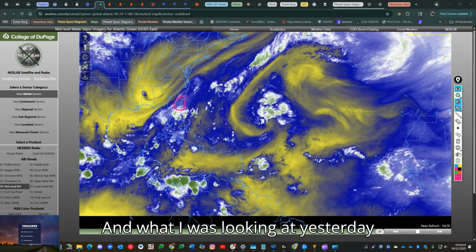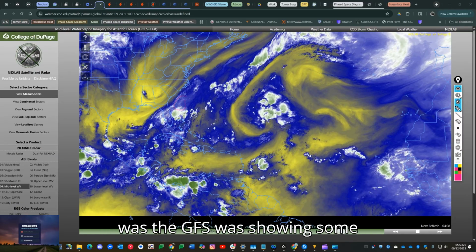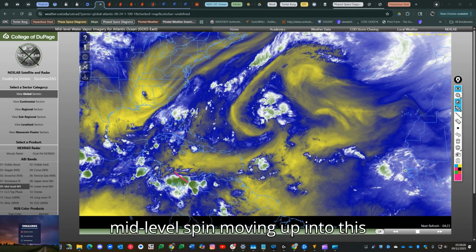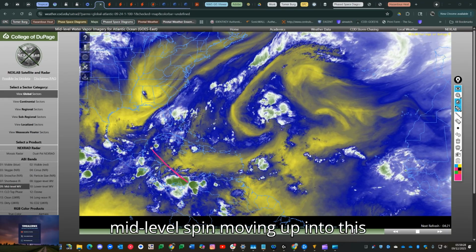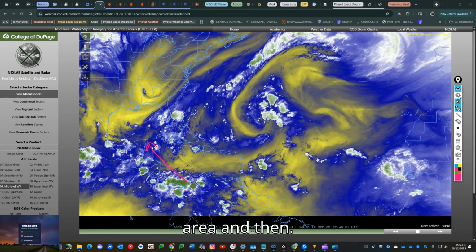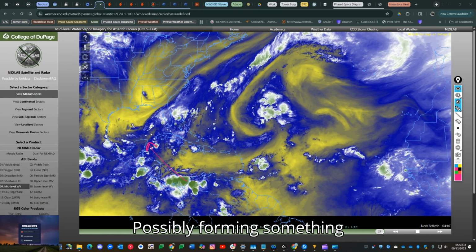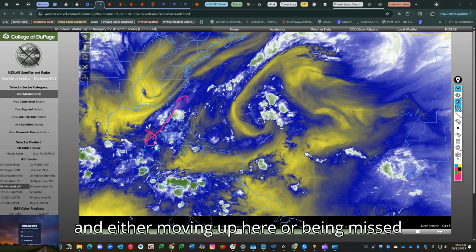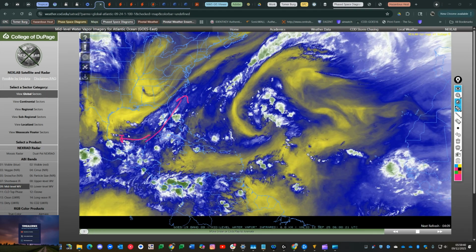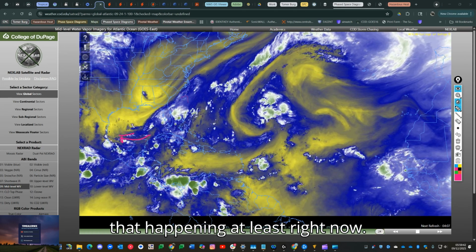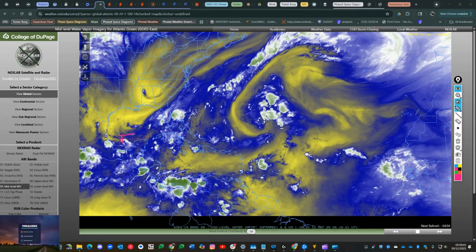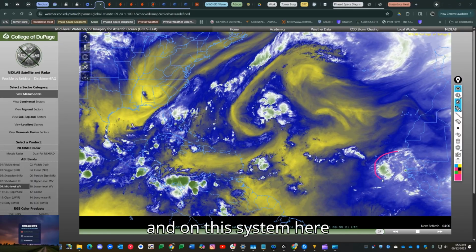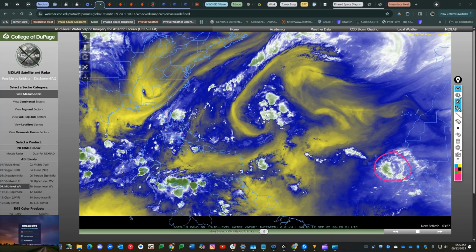And what I was looking at yesterday was the GFS was showing some vorticity, mid level spin moving up into this area, and then possibly forming something and either moving up here or being missed by this trough and then moving this way. But I think there's quite a low chance of that happening, at least right now. Model guidance is more fixated on this system here.